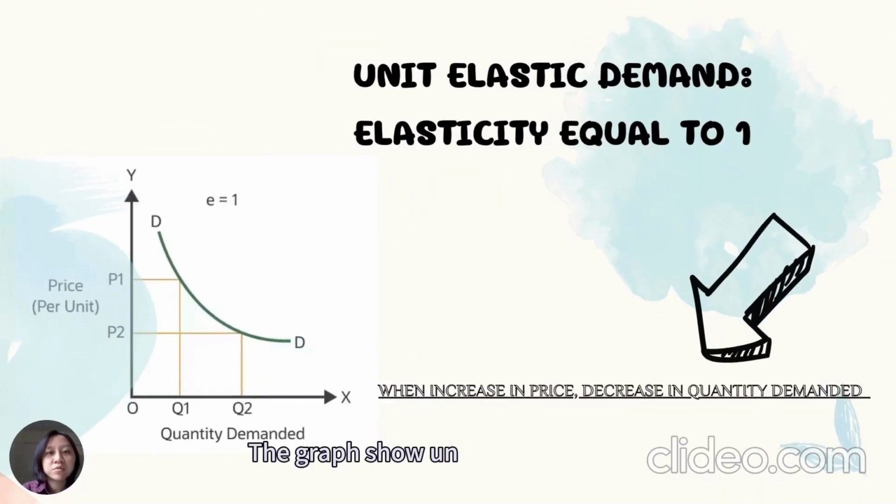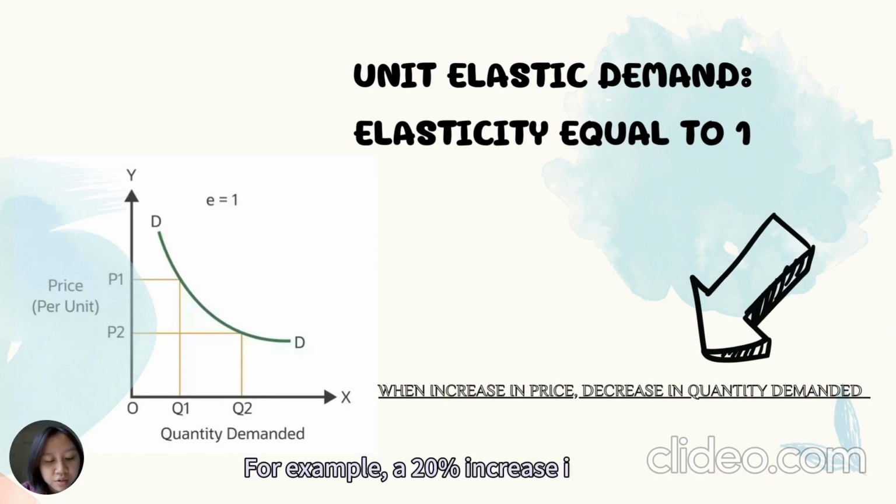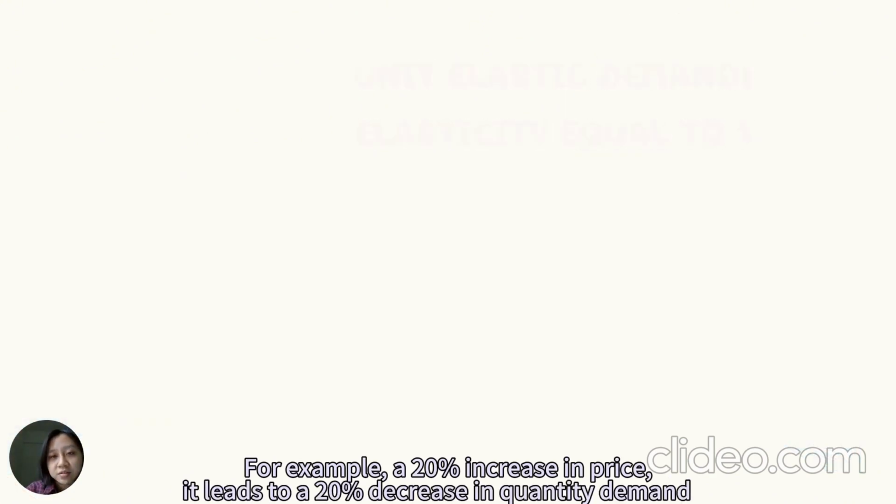The graph shows unit elastic demand when elasticity equals 1, when an increase in price leads to a decrease in quantity demanded. For example, a 20% increase in price leads to a 20% decrease in the quantity demanded.